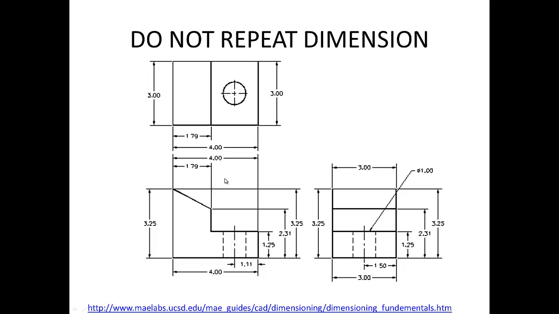There are multiple other arrows. Try to find them. So 4, 4, 4. Only one 4 is enough. We don't need all of them. 1.79, 1.79. We only need one.